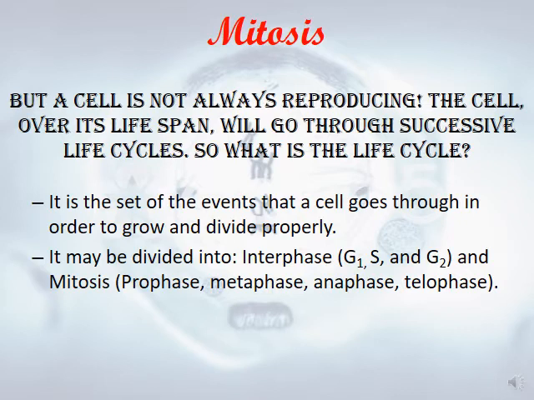It may be divided into interphase. Interphase has three phases: G1, gap 1, S, synthesis phase, and G2, which is gap 2. And we have mitosis, which includes prophase, metaphase, anaphase, and telophase, and they should be in order. So we can write it as PMAT: prophase, metaphase, anaphase, and telophase.